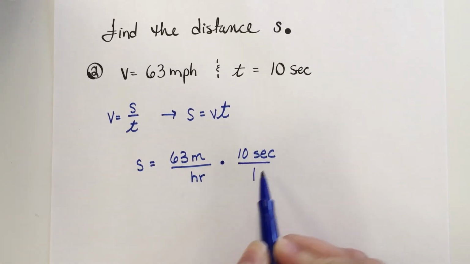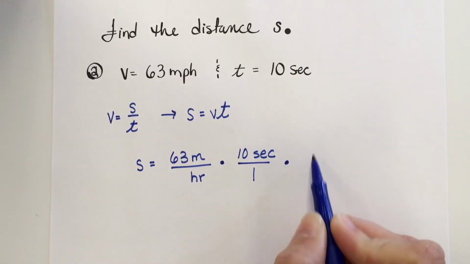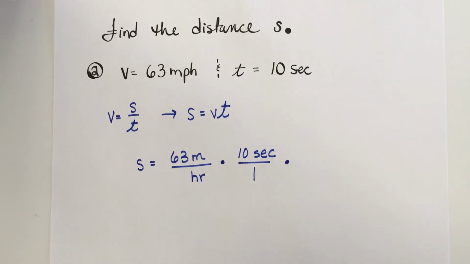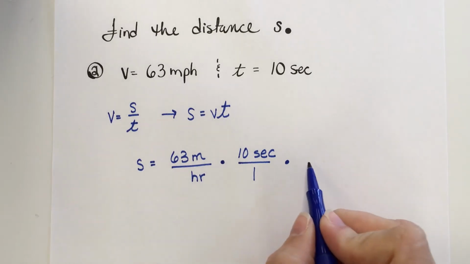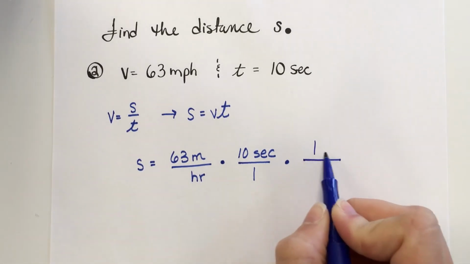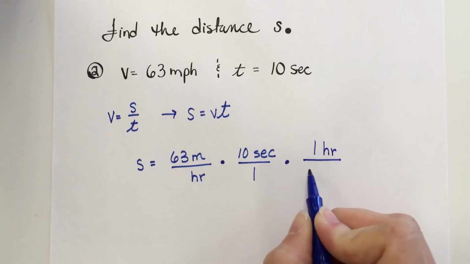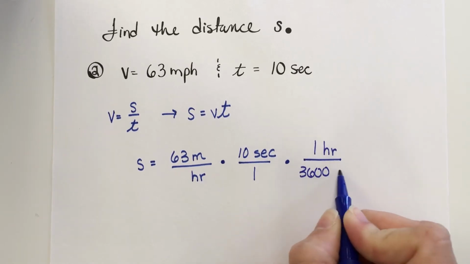So I'm going to put this over 1, and I'm going to write a conversion here between seconds and hours. You need to ask yourself, how many seconds are there in 1 hour? Seconds in an hour would require 60 times 60, because there's 60 seconds in a minute and 60 minutes in an hour. So 1 hour contains 3,600 seconds. Now you're going to want to put the 1 hour on the top and the 3,600 seconds on the bottom.